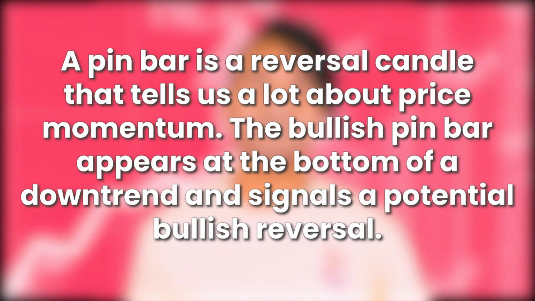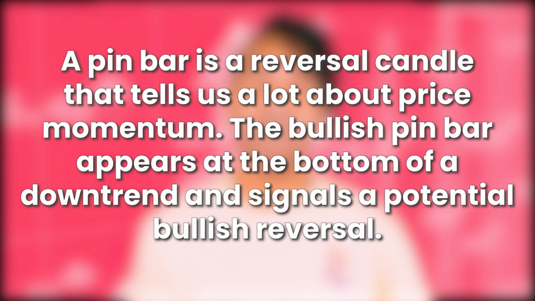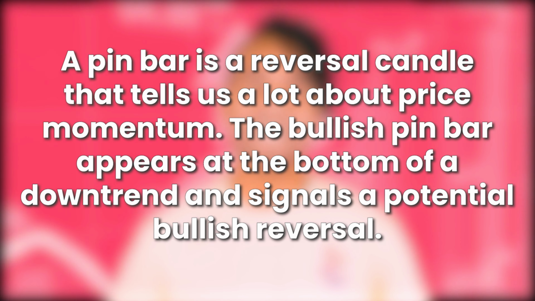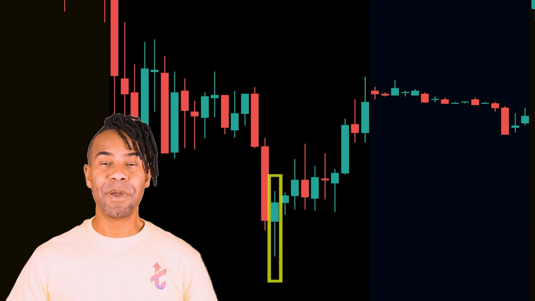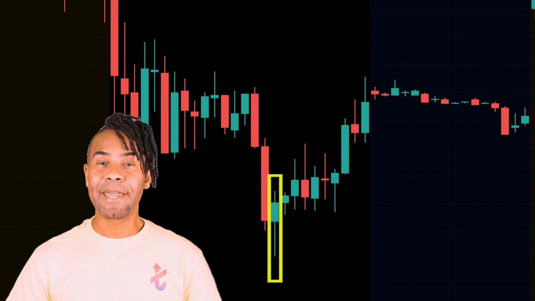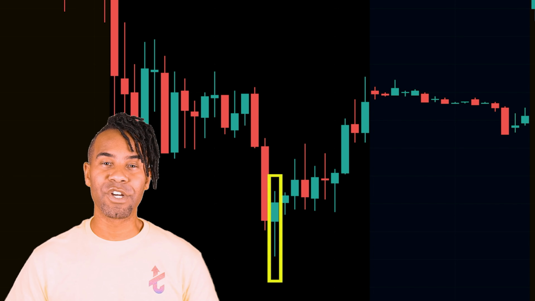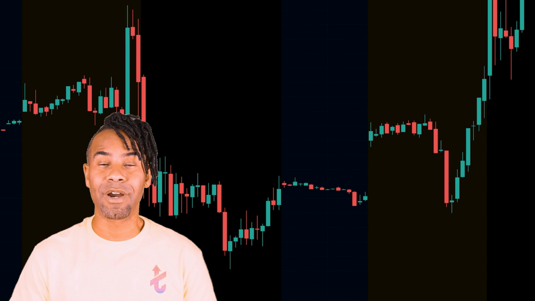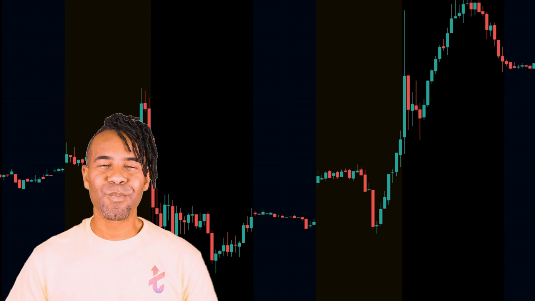This is best modeled in a pin bar candle. A pin bar is a reversal candle that tells us a lot about price momentum. The bullish pin bar appears at the bottom of a downtrend and signals a potential bullish reversal. The bullish pin bar consists of a small body that can be any color, a long lower shadow, and little to no upward shadow. Psychology-wise, sellers tried to push the price lower, way lower, but buyers weren't having it.